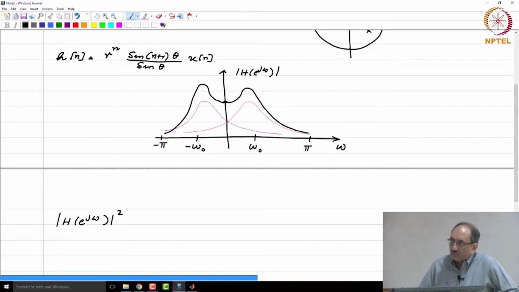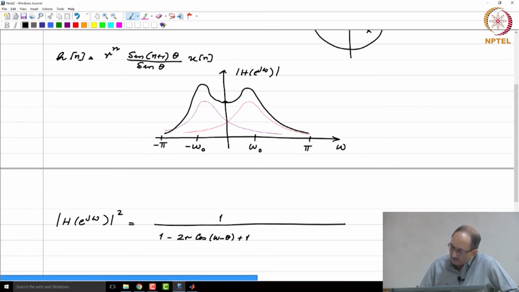h of e to the j omega, whole squared, is nothing but 1 minus 2r cos(omega minus theta) plus r squared. So this is due to the contribution of the pole at r e to the j theta. We saw this expression when we were considering a single complex pole. So this term comes from the contribution of r e to the j theta.